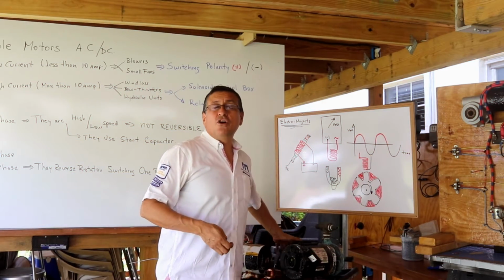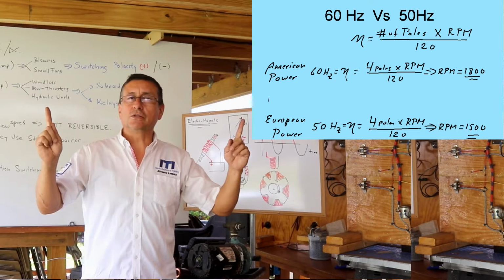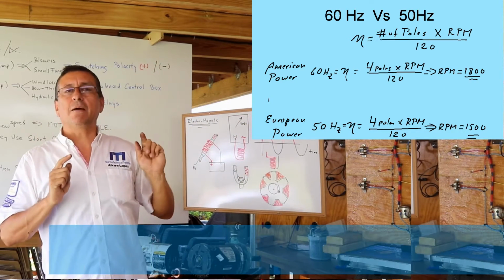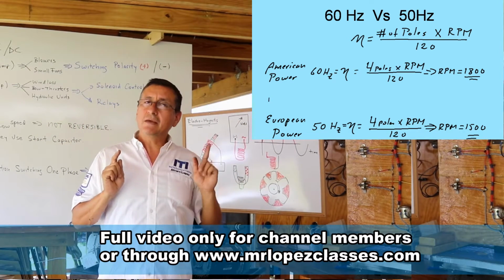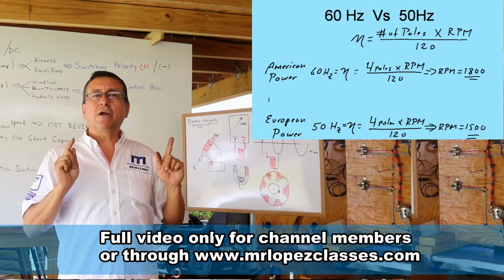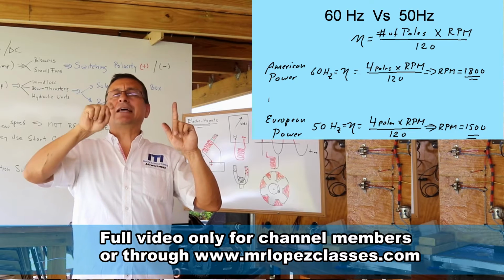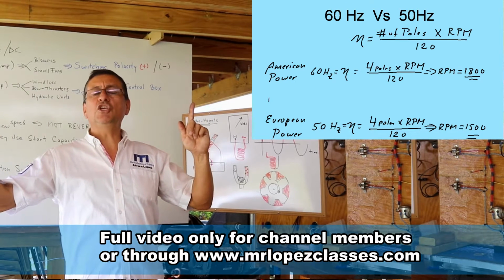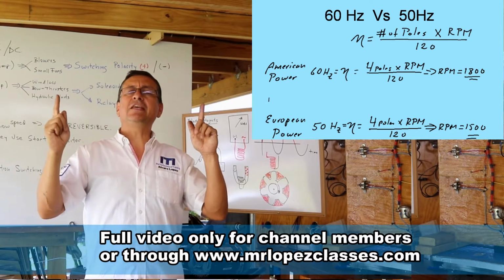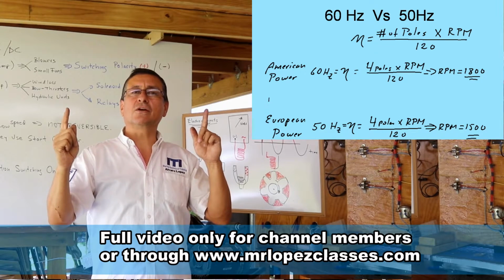Frequency is the amount of cycles in 1 second. The frequency of the American power is 60 cycles. What is the meaning of that? In American power, I have 60 cycles in 1 second. In European power, I have 50 cycles in 1 second.